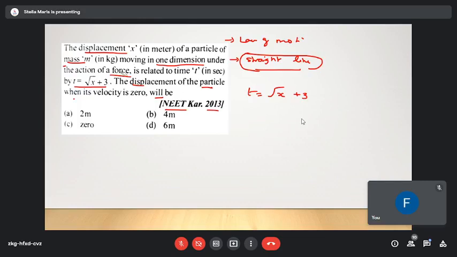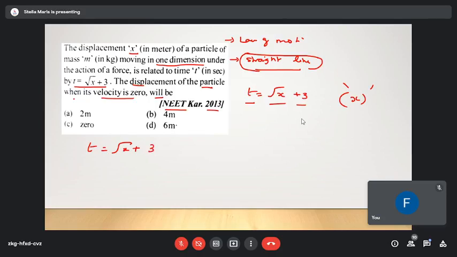Yes, sir. Yeah. So they have given a time equation, and they are asking what is the displacement of the particle when its velocity is zero. Displacement is nothing but x. They are asking what is the displacement x when velocity is zero. They have given the time equation, t is equal to root of x plus 3.